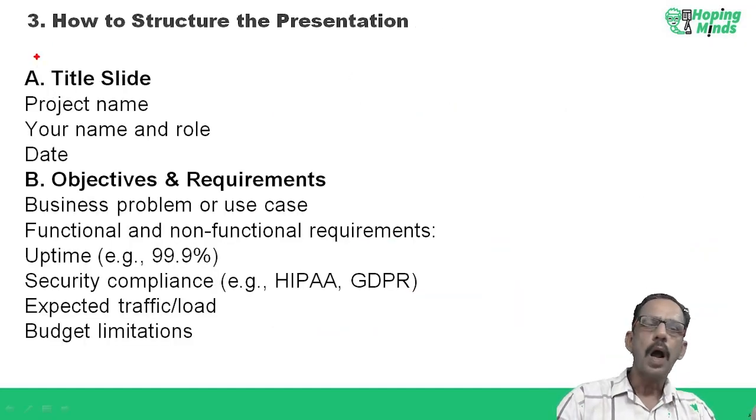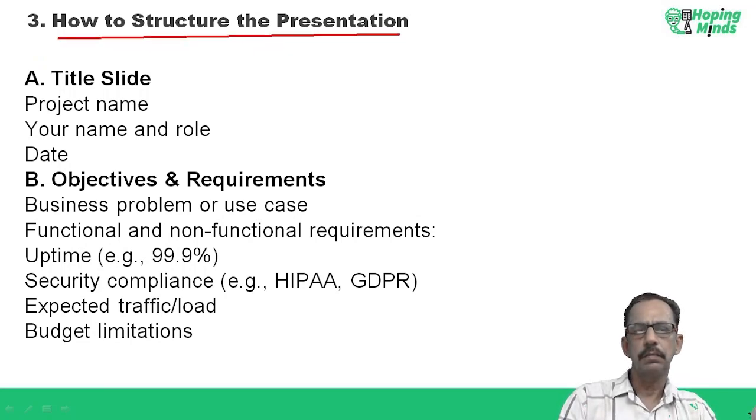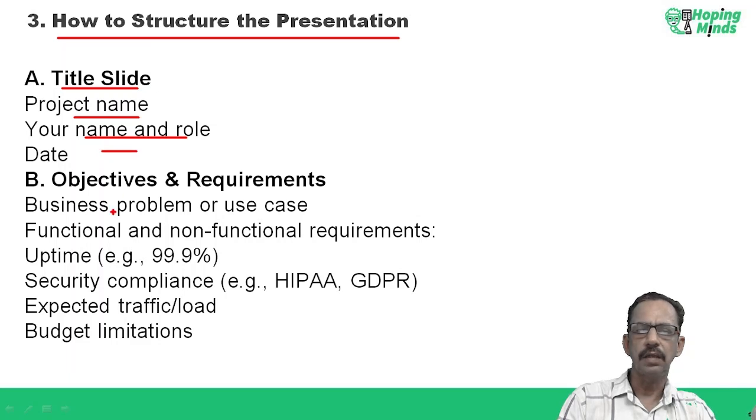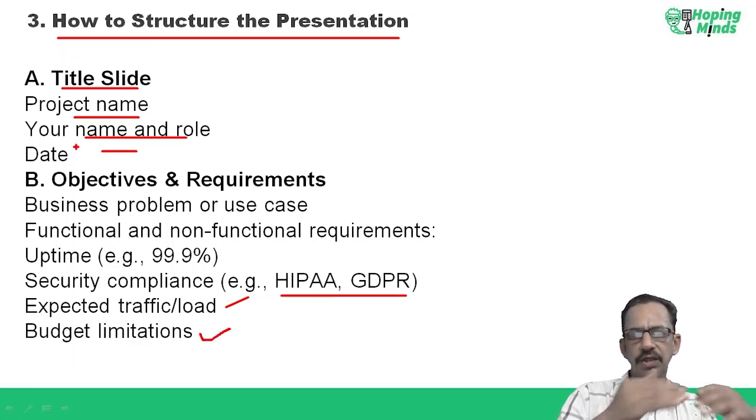So how to structure the presentation? First should be a proper title and project name, your name and role and date, everything. Then the objective and requirements should be mentioned there. When we create a proper report, business problem or use case, functional and non-functional requirements: uptime should be 99%, security compliance with HIPAA and GDPR, General Data Protection Regulation. Expected traffic, how much load should be there, what the budget limitations are. So everything should be properly mentioned one by one.